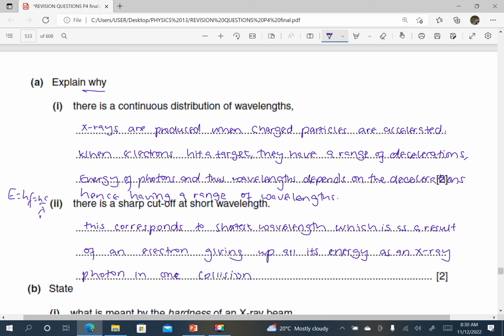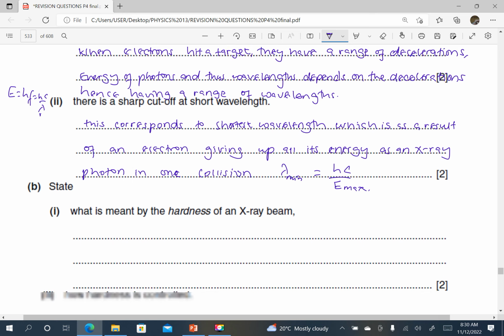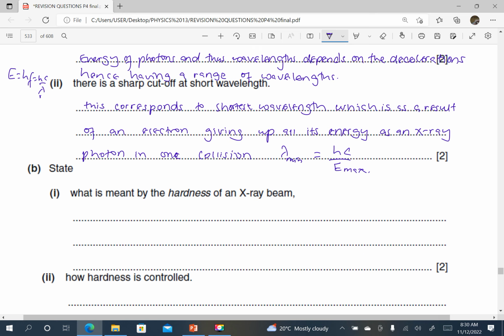That is, remember, lambda minimum is going to be hc over E max, maximum energy. So the photon will have maximum energy. In one single collision, if the electron gives out all its energy as a single X-ray photon, then the X-ray photon will have maximum energy.